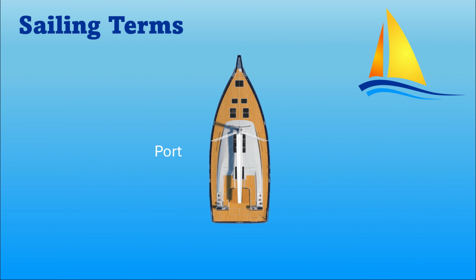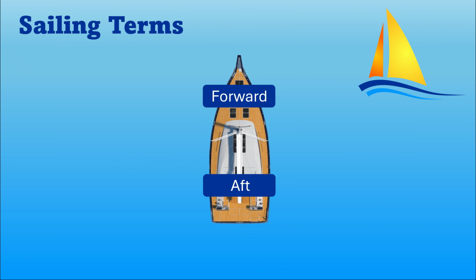The left-hand side of the boat is port while the right-hand side of the boat is starboard. The front of the boat is the bow while the back of the boat is the stern. The widest part of the boat is known as the beam. In front of the boat is ahead while behind the boat is astern, to the sides of the boat is abeam. Relative to your position on the boat, anything between you and the bow is forward of you and anything between you and the stern is aft of you.